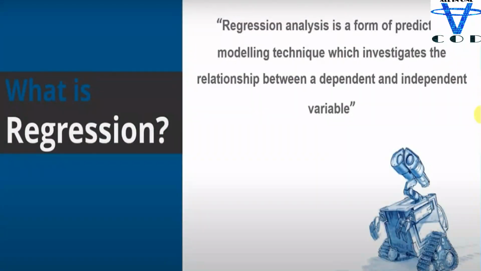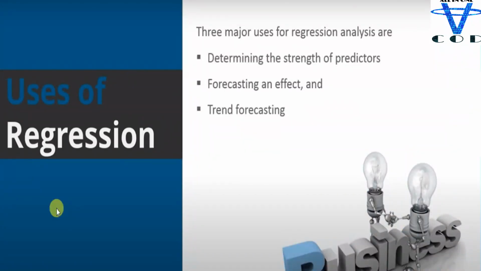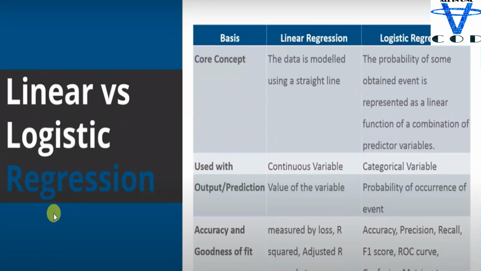So basically, regression analysis is a form of predictive modeling technique which investigates the relation between dependent and independent variables. The use of linear regression is determining the strength of predictors, forecasting effects, and trend forecasting. And there are many types available in regression, for example logistic regression and linear regression.